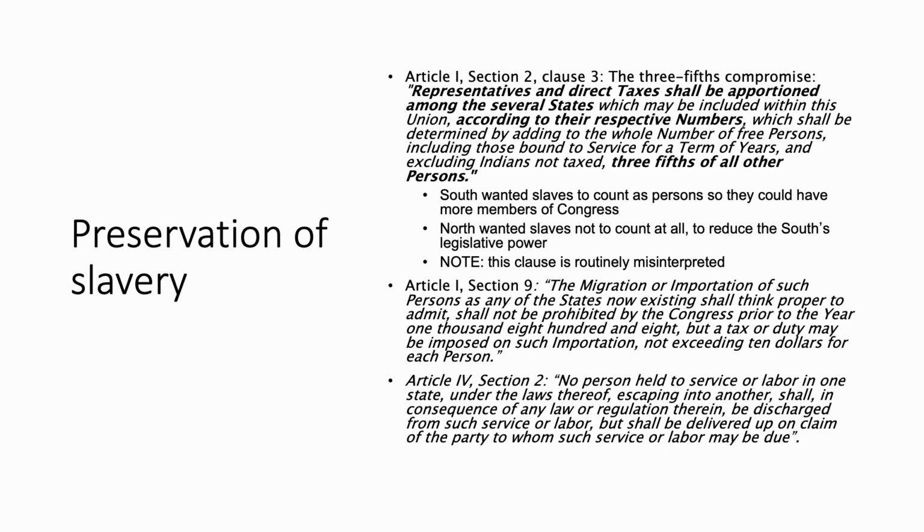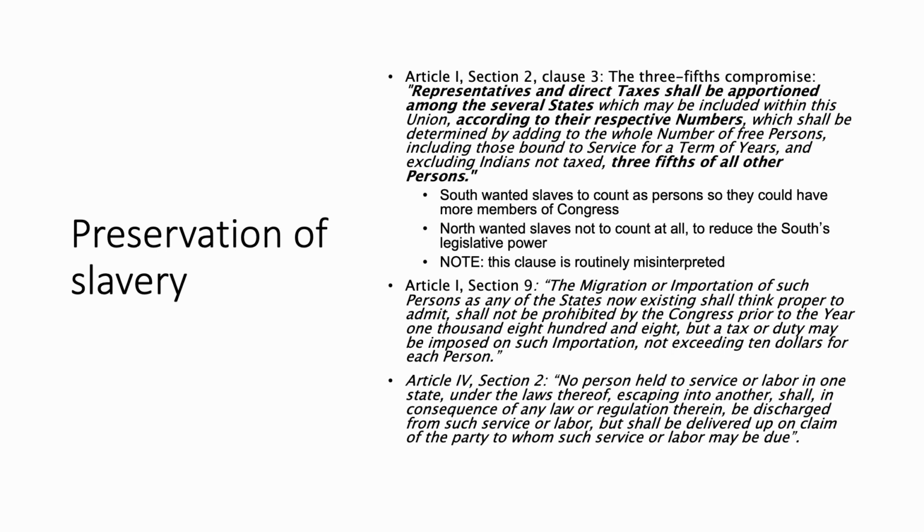The compromise was you can count 3/5 of all other persons, meaning the other persons were the enslaved population. So each state could count only 3/5 or 60% of the enslaved population toward their, quote, official population for purposes of deciding how many members of Congress they got. So that benefited, it's a compromise, but it benefited the South because they got to essentially have it both ways.